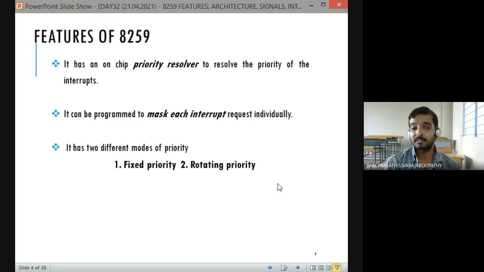Rotating priority means what? Say, for example, I have 8 interrupts. One of the interrupts is going to have the highest priority, the others follow in order, and one of the interrupts is going to have the lowest priority. This we call fixed priority. In the case of rotating priority, please listen carefully. If a high priority interrupt gets serviced, then it becomes low priority. The next interrupt becomes the highest priority. Is it clear? Can we have an example for this?